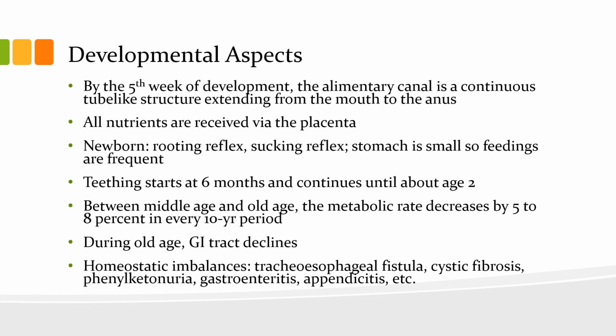PKU, phenylketonuria, involves the inability of tissue cells to use phenylalanine, which is an amino acid present in all protein foods. In such cases, brain damage and intellectual dysfunction occurs unless a special diet low in phenylalanine is prescribed. Gastroenteritis is just inflammation of the gastrointestinal tract. And then we have appendicitis, which is inflammation of the appendix, which is particularly common in teenagers for some unknown reason.